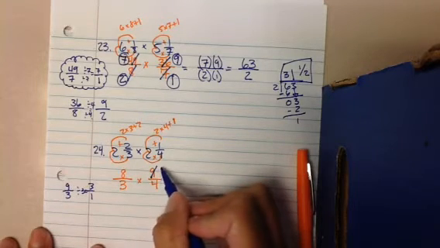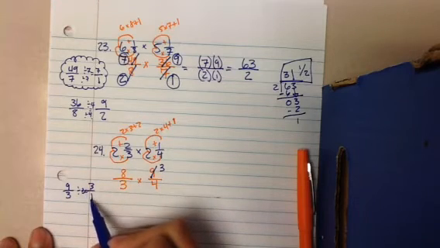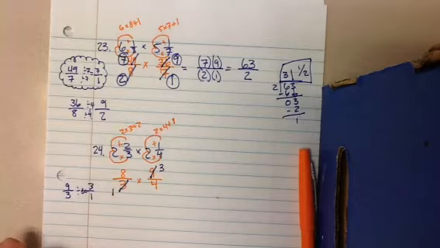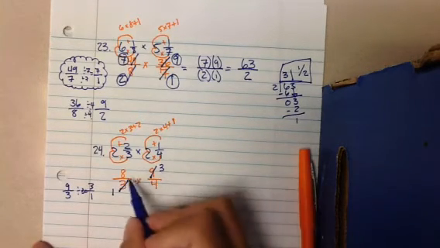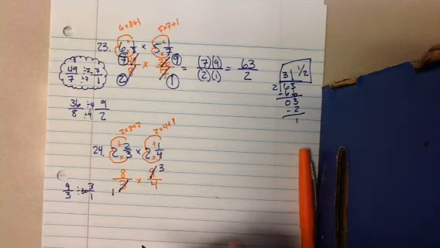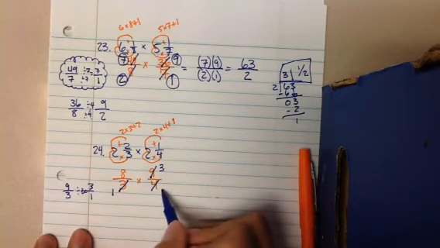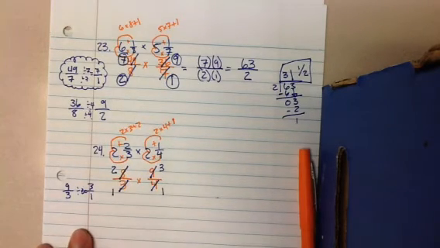9 divided by 3, we're going to write a 3 down because that's what it equals. 3 divided by 3, we're going to cross that out and we're going to put a 1. So we divided 3 out of 9 and 3. Next thing we got is 8 and 4. Oh my gosh, they also have a common factor, and that is 4. So 4 divided by 4 is 1, and 8 divided by 4 is 2.